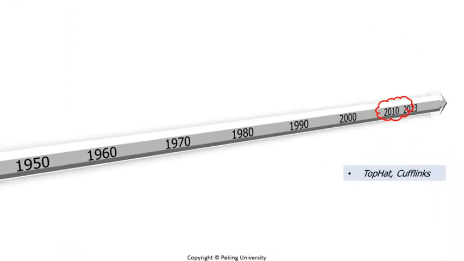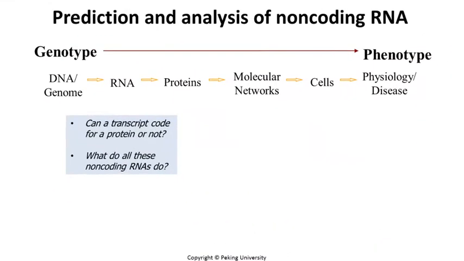Cufflinks and the method by Drs. Gao and Lei Kong, SPEP, were developed around 2010 to solve these problems. A surprising discovery in the past 10 years from the expression analysis was that there are numerous expressed and sometimes even spliced transcripts that do not encode proteins. Instead, they exist as non-coding RNAs.